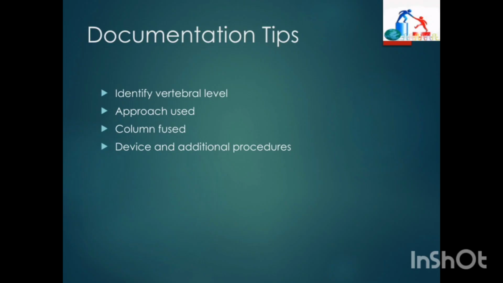Moving on, it's important to specify which column was fused during the procedure, whether it's the anterior, middle, or posterior column, as this affects stability and future management. Then, we'll look at the device used and any additional procedures that were performed. Knowing the type of hardware and supplementary techniques provides a complete picture of the surgical strategy. Lastly, proper documentation is vital. Accurate, detailed notes not only support patient care, but also ensure clarity for future reference and legal purposes. Covering these points thoroughly helps us maintain high standards and consistency in our practice.